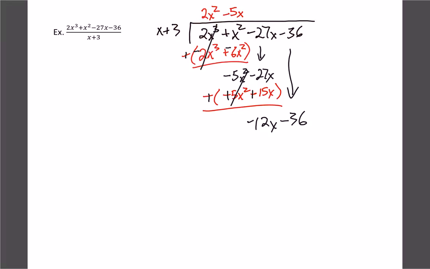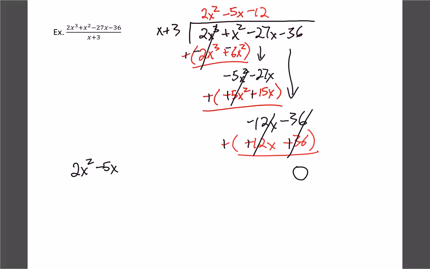How many times does x go into negative 12x? That'd be minus 12 times, so minus 12 times x, minus 12 times 3. Subtract those by doing our opposites, and in this case we see that we get 0 for that and 0 for that. Those ones cancel out. So in this case our division, once we divide it, is just our answer with no remainder. So minus 5x minus 12. And that's it for that one.